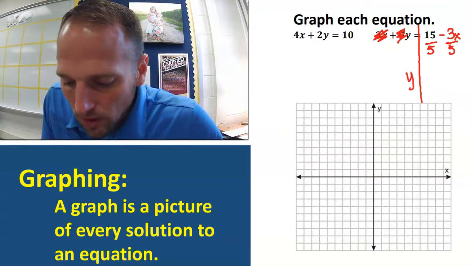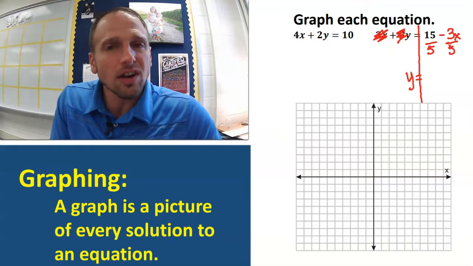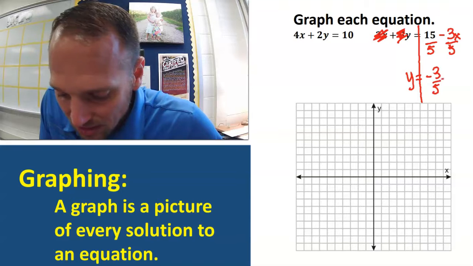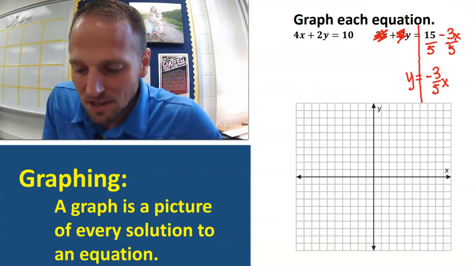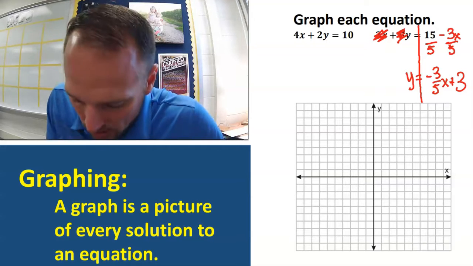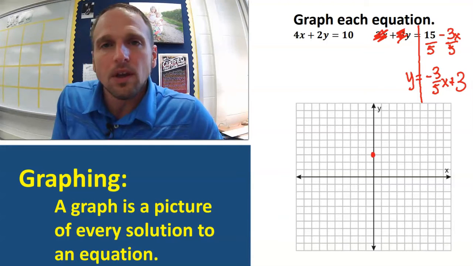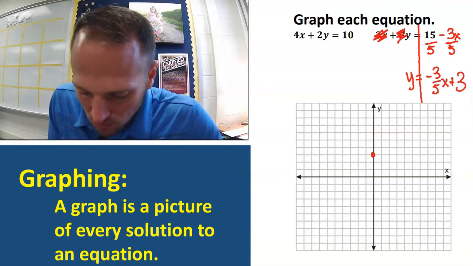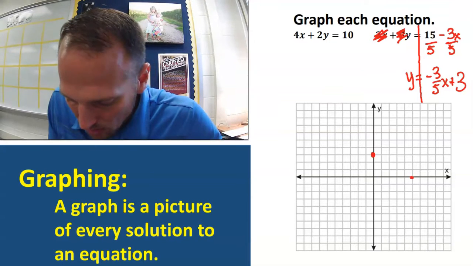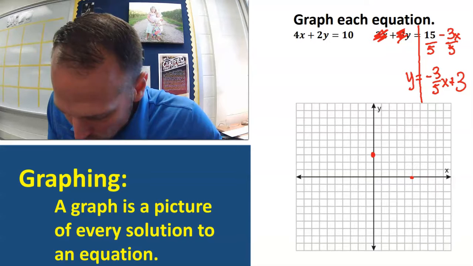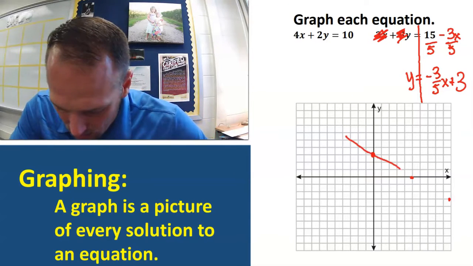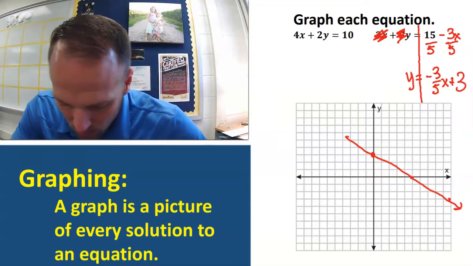On the left side, all we have is the y. On the right side, looking at the x's first, that's just going to be negative 3/5. That's just going to stay like that. And then 15 divided by 5, that's going to be a positive 3. So let's graph this. Y-intercept is positive 3. The slope is negative 3/5, so I'm going to go down 3 over 5. 1, 2, 3, 4, 5. And this is going to be our line.